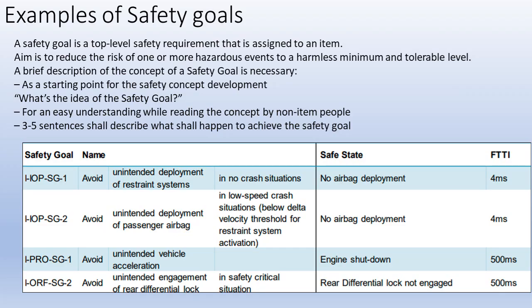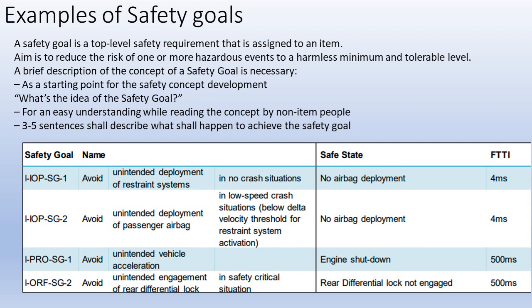Now let's see some examples of safety goals. A safety goal is a top level safety requirement that is assigned to an item. The aim is to reduce the risk of one or more hazardous events to a minimum and tolerable level. Let's see some examples. For example, a safety goal is to prevent unintended deployment of restraint systems in a no crash situation. For example, an airbag should not deploy when there is no accident.